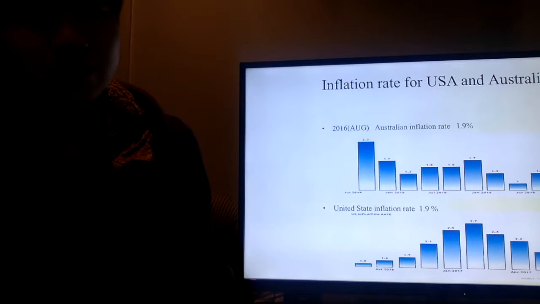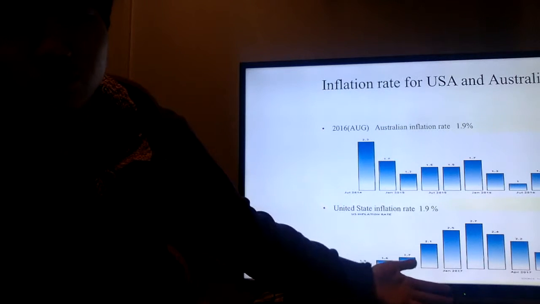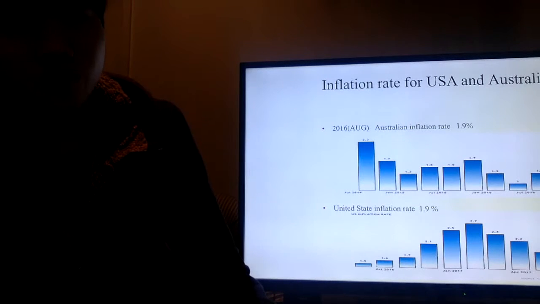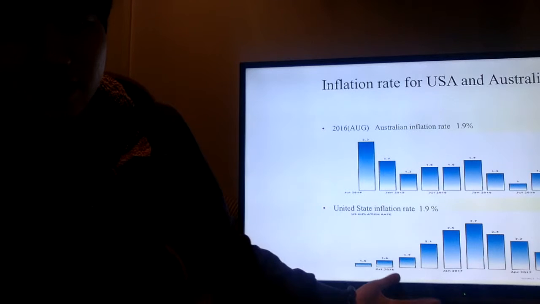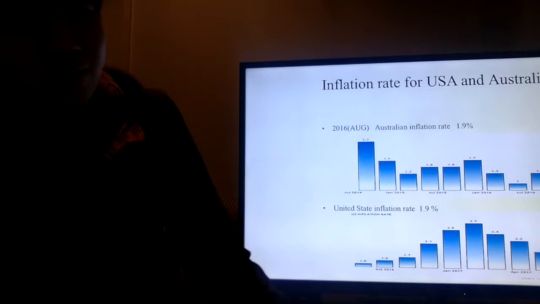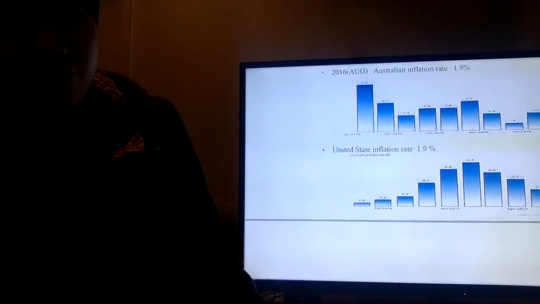In August 2016, the Australian inflation rate increased to 1.9%. The main reason for this was petrol up 5.7% and electricity up 2.5%, but partially offset by a 6.7% drop in food prices.